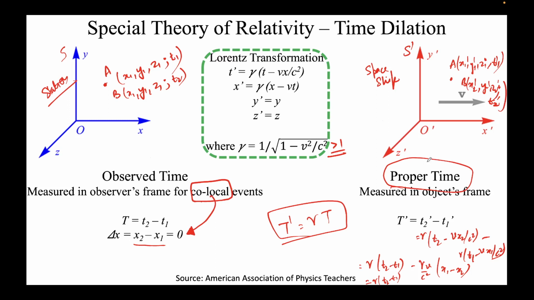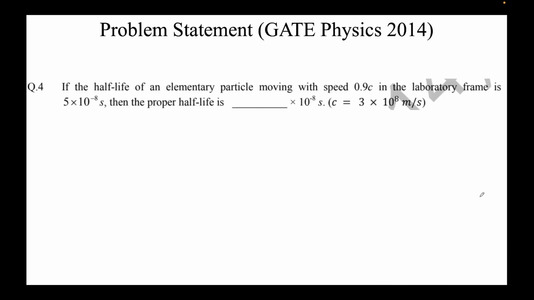This term keeps coming over and over again. Proper means you are measuring in their frame, in the object's frame. This is illustrated using this example. I told you nuclear physics and STR overlap. Again, this is the same thing. If you see half-life, elementary particle, you'll see nuclear physics. But as soon as you see c, most likely it will be a problem of STR, the special theory of relativity.